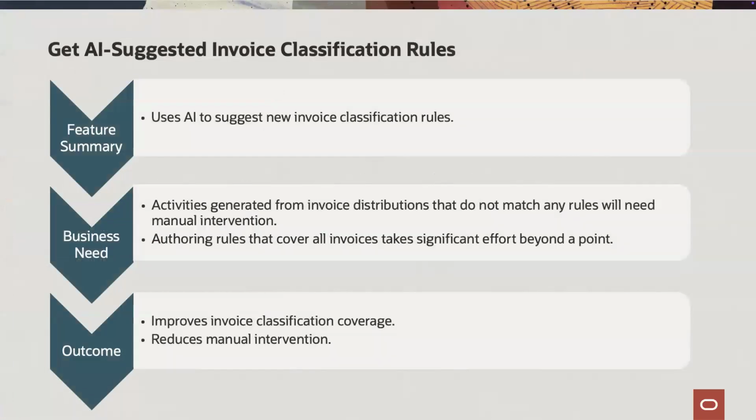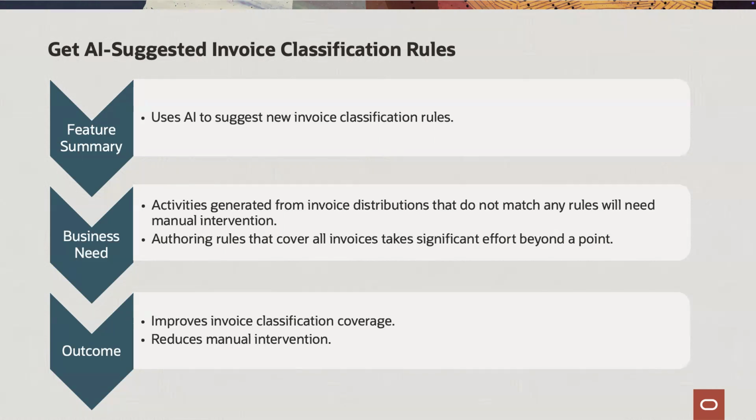To provide some context, Oracle Sustainability uses invoice classification rules to automatically generate activities based on eligible distributions of payables invoices. Prior to this update, when an invoice distribution did not match any existing classification rules, Oracle Sustainability would create an activity based on a default activity type defined in a profile. These activities would then require manual review and classification before they could be posted to the sustainability ledger.